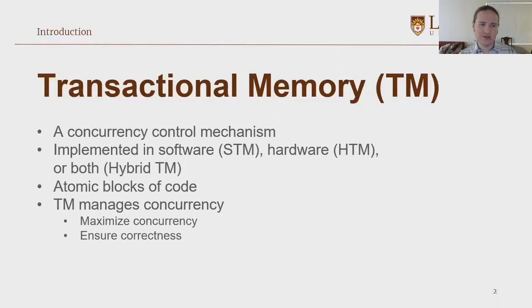The goal of TM is to maximize concurrency while ensuring correctness. For example, a very simple but very inefficient but correct implementation of TM would be to just have a single global lock and acquire it at the beginning of every atomic block of code, or transaction, and release it at the end. However, TM seeks to do more than that. For example, if you've got two transactions that don't even access the same variables, then there's no reason why they can't happen in parallel.